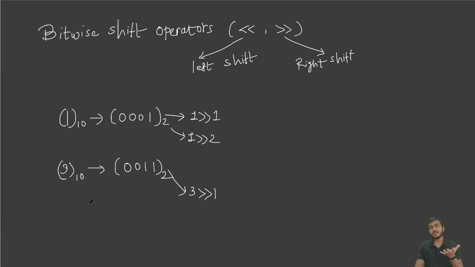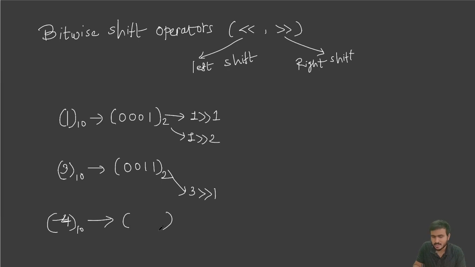Now, let me take one more example. Let me take a negative number, let's say -4. So -4 in decimal. Now I want you to calculate what is the value of -4 in binary. I want an answer from you. Just pause the video here and try to find the binary equivalent of -4.